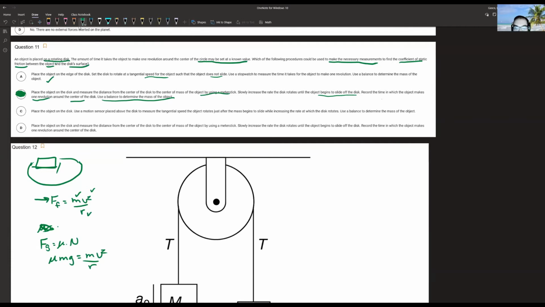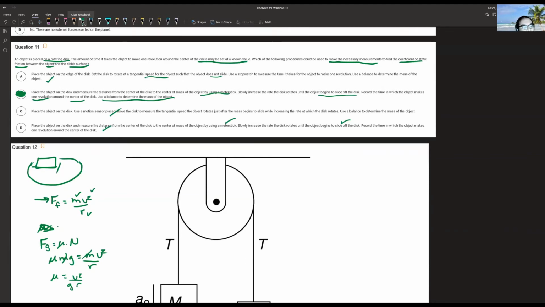Yeah, I was going to say, let's go ahead and look at the other ones just in case. And so we get mu is v squared over gr. Place the object on the disk. Use a motion sensor placed above the disk to measure the tangential speed as it rotates just after the mass begins to slide. So this one again doesn't give us the distance. Place the object on the disk and measure the distance from the center of the disk to the center of the mass using the meter stick. Slowly increase the rate the disk rotates until the object begins to slide off the disk. That's good. Record the time in which the object makes one revolution around the center of the disk.